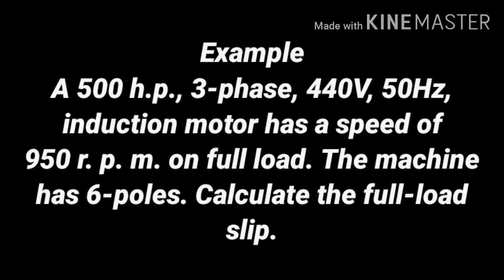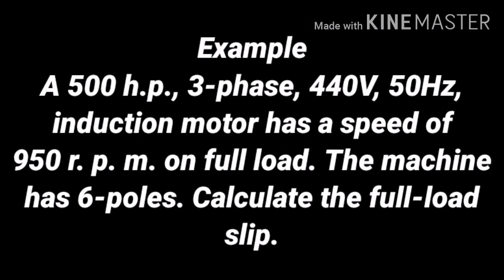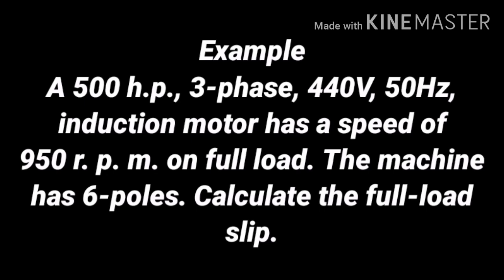Now the numerical problems related to the three-phase induction motor. Number 1. A 500 horsepower, three-phase, 440 volt, 50 Hz induction motor has a speed of 950 rpm on full load. The machine has 6 poles. Calculate the full load slip of the machine. Now see the solution.